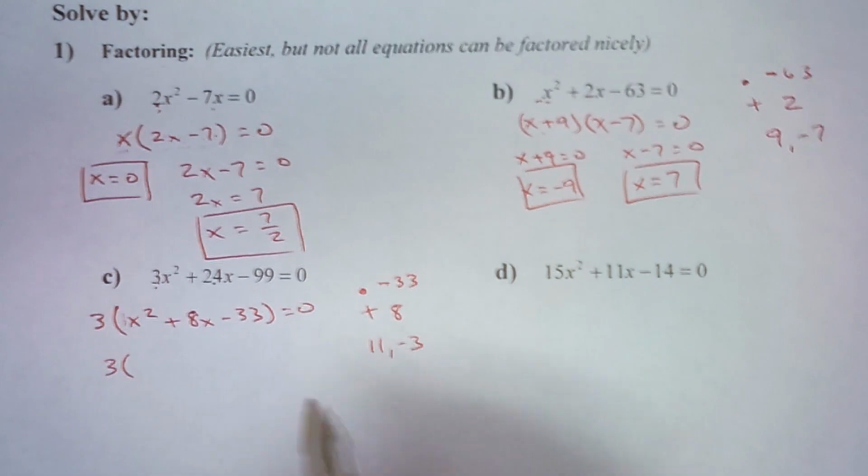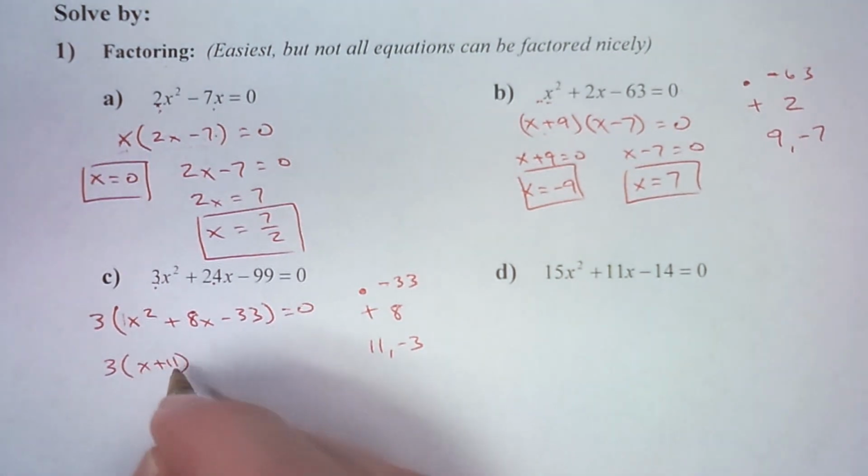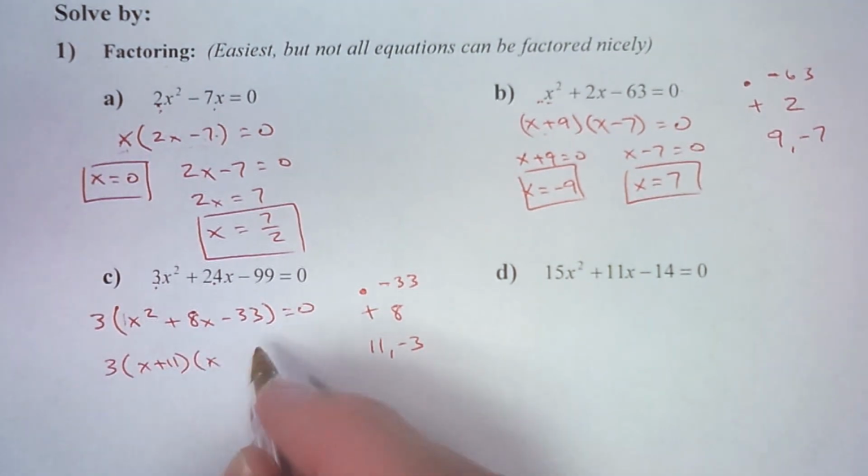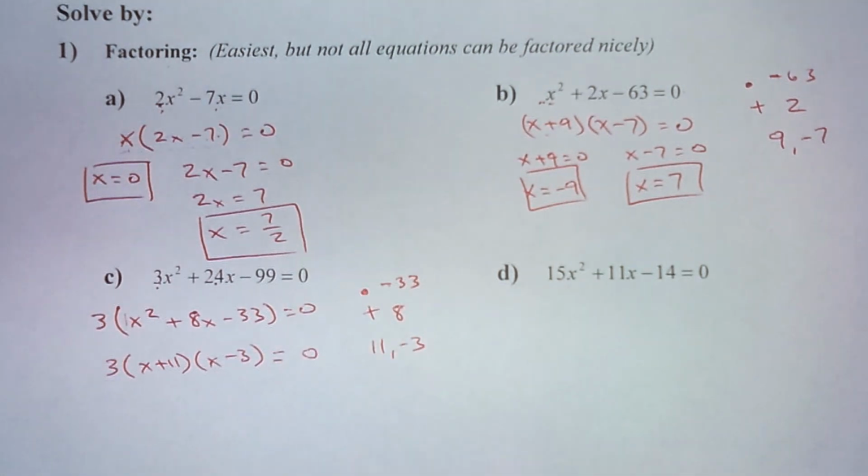So I have 3 times x plus 11 times x minus 3 equals 0. So there's my factored form. 3 times x plus 11 times x minus 3 equals 0.